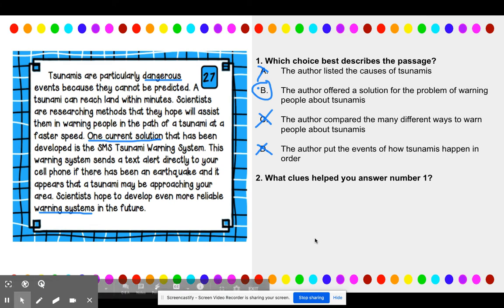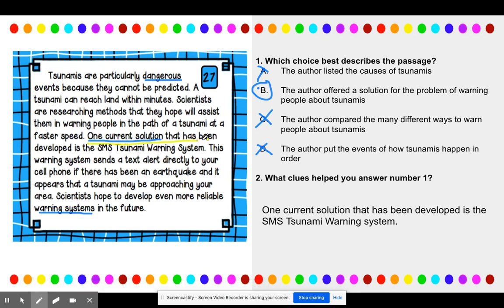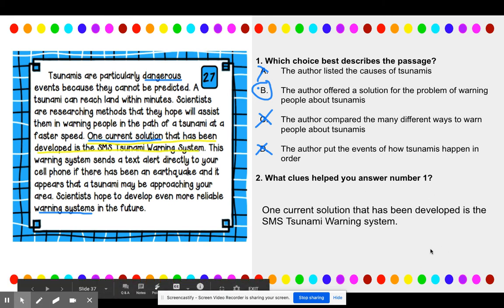But remember, I've got to justify with word for word evidence. And I just picked a sentence that had a good signal word in it. I'll pick a different color to underline it for you. It says one solution that has been developed is the SMS tsunami warning system. And again, look at mine, kiddos. It is word for word. Okay? All right. Awesome job.